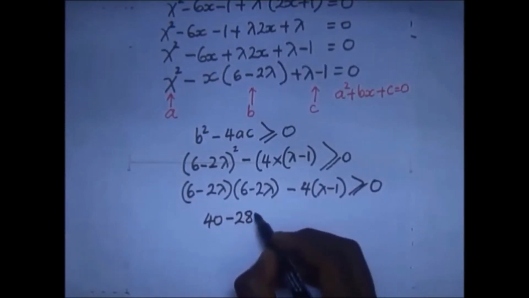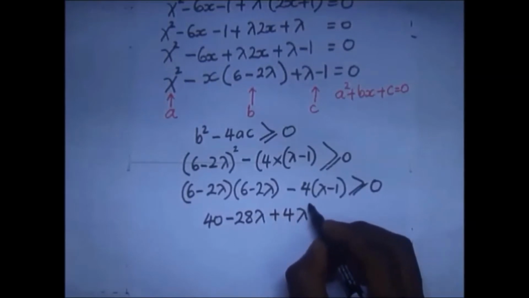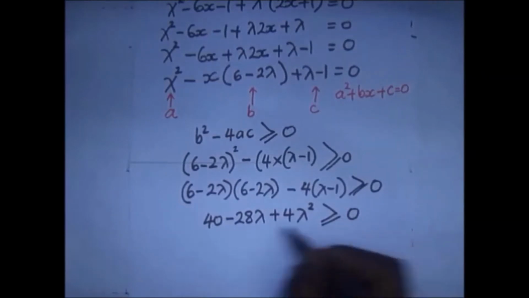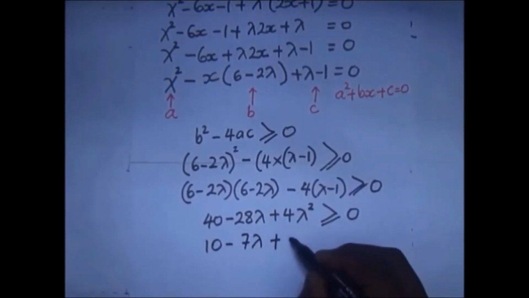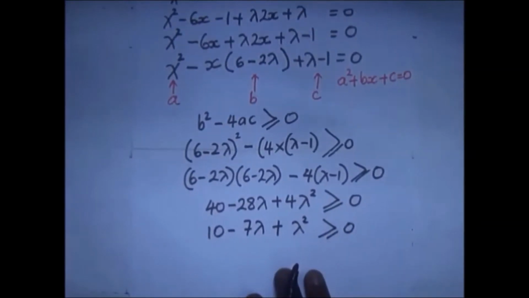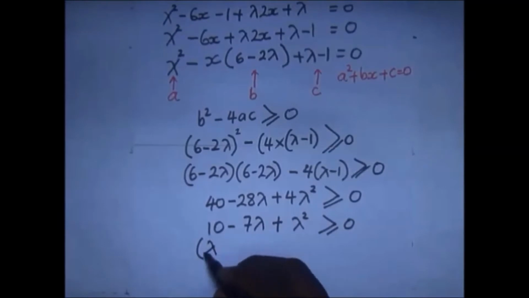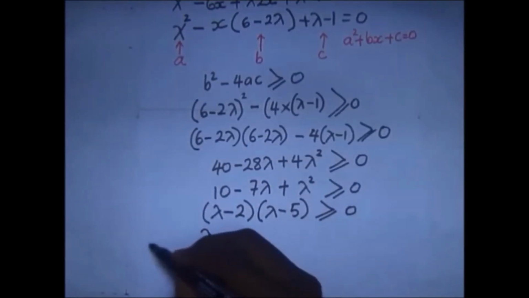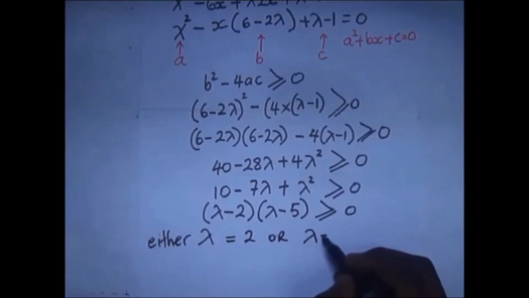minus 28 lambda plus 4 lambda squared is going to be greater than or equal to 0. If we divide through by 4, we shall end up with 10. So we are going to end up with a quadratic equation here in lambda, is either lambda is equal to 2 or lambda is equal to 5.